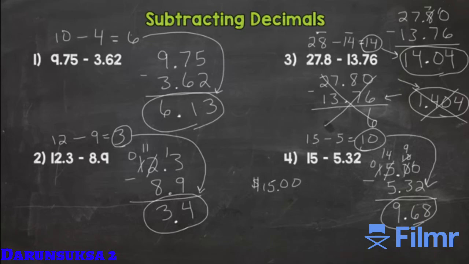So that is subtracting decimals for you and some example problems. Just remember, line up your decimal, use placeholder zeros if necessary, and correctly borrow and go through your subtraction process, and you got it down.